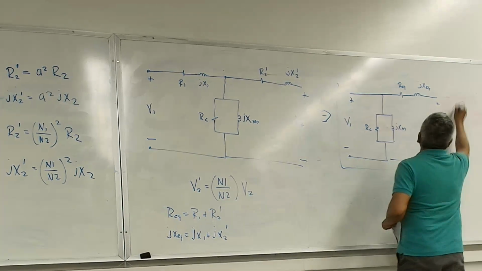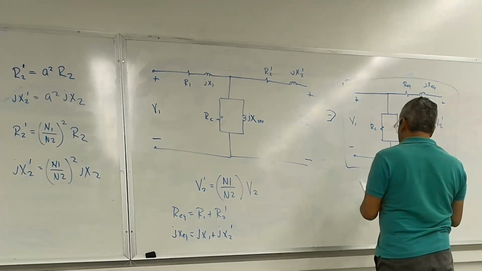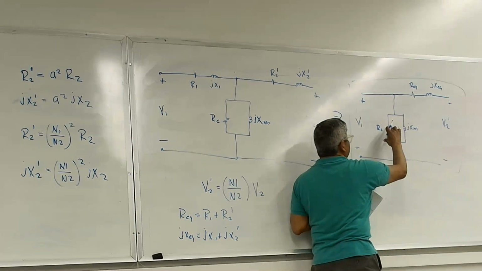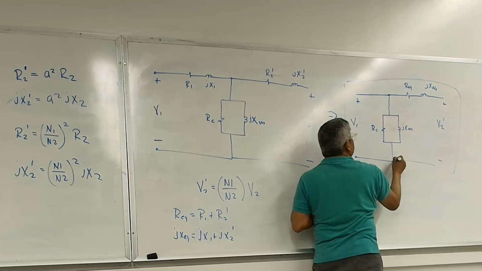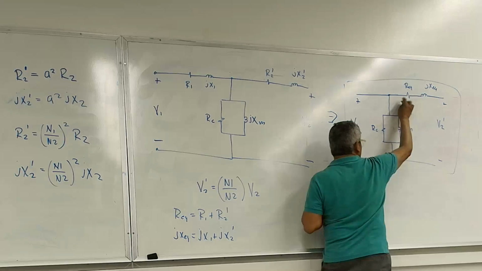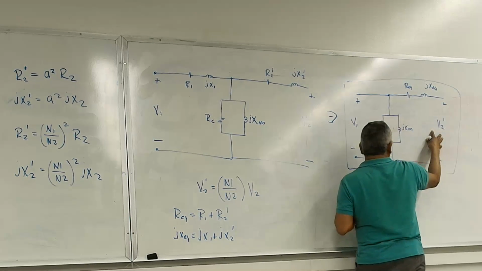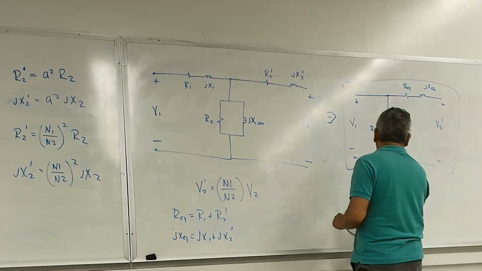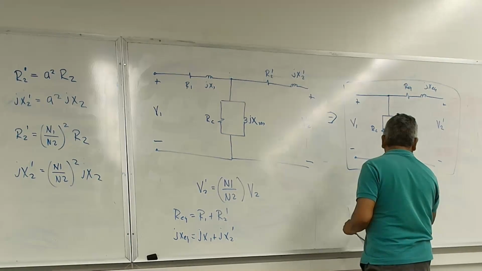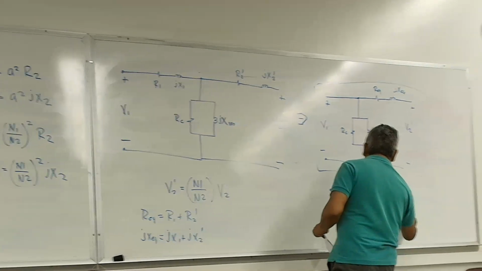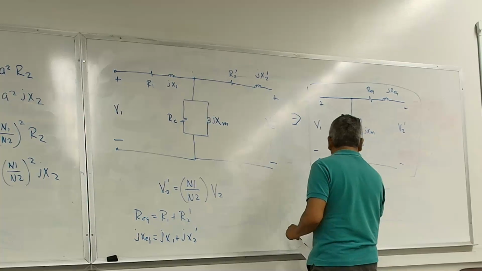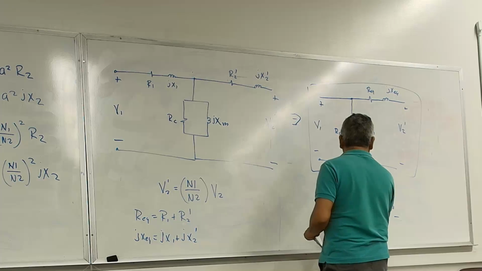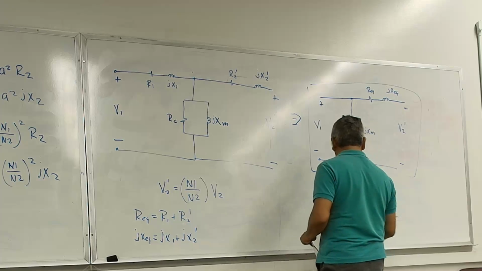All right, so here it is. We can also further reduce this model. You can leave this branch here in front of the equivalent resistance and reactance, or you can move it to the other side. It doesn't make any difference. As a matter of fact, the final model that you're going to be using for the most part is this: V1, plus minus, V2 prime, plus minus, REQ, JXEQ.